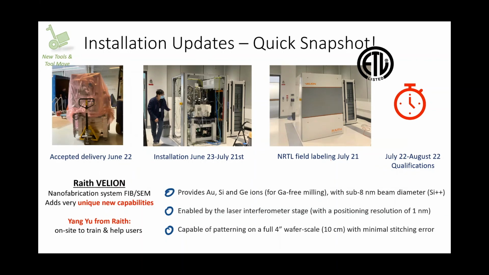It's coming with three different ion sources, gold, silicon, and germanium, which allows gallium-free milling. It can be utilized for nanofabrication and for TEM sample preparation. The minimal beam diameter is sub 8 nanometer while using the silicon ions, which is really exciting. It has a large interferometer stage, which allows minimal stitching errors on over 4-inch size wafers. So it's a relatively slow tool, but it will enable continuous patterning.